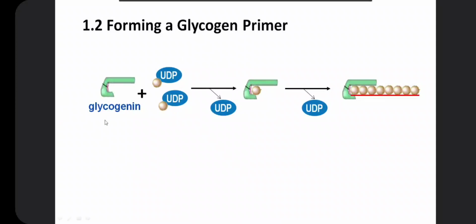Okay, as you see here, this glycogenin can transfer glucose residues from the UDPG. So how many glucose residues from the UDPG? It is 7. This glycogenin can transfer 7 glucose residues from the UDPG, and these glucose residues are linked by 1,4 glycosidic bonds and then form this glycogen primer. Okay, and this glycogen primer can act as a substrate for the glycogen synthase.